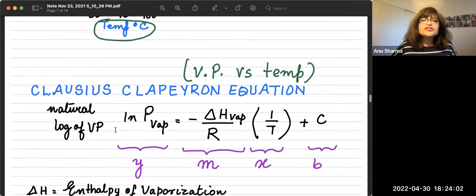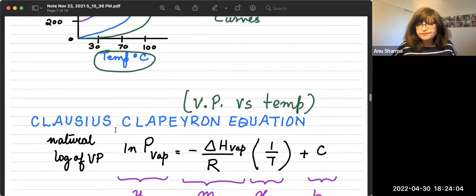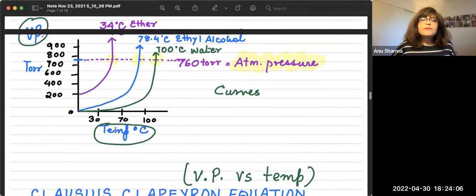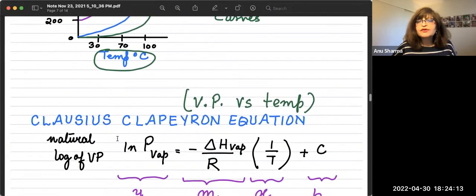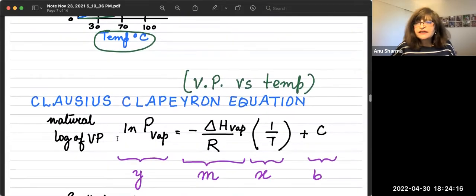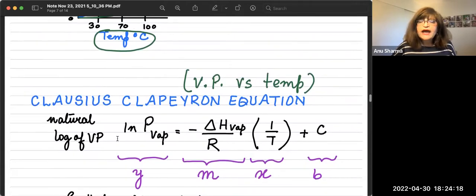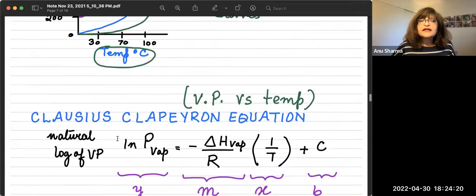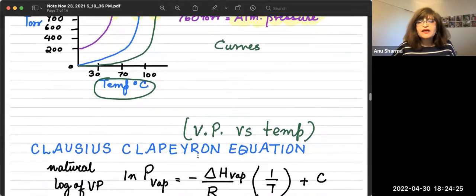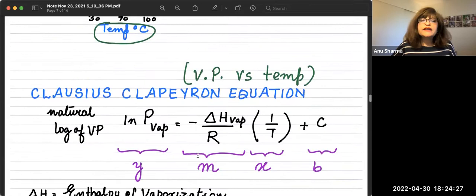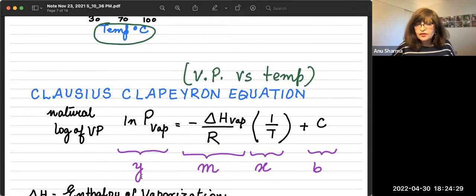Now, the Clausius-Clapeyron equation. The problem with this type of graph is that because it's curved, not linear, it's hard to make predictions. But the Clausius-Clapeyron equation has studied the vapor pressure and the temperature, and here he has brought in a linear equation, a representation of the same thing. So how has he done this? Here is your linear equation: y is equal to mx plus b.